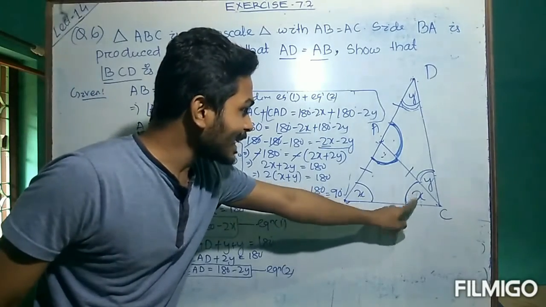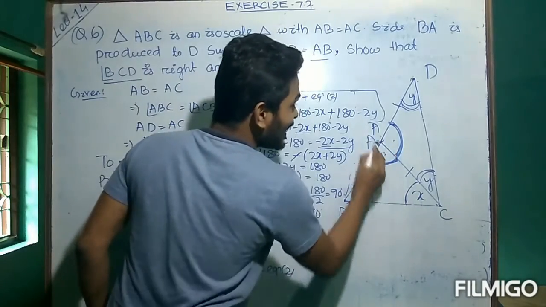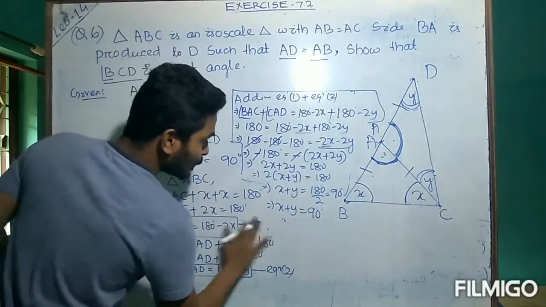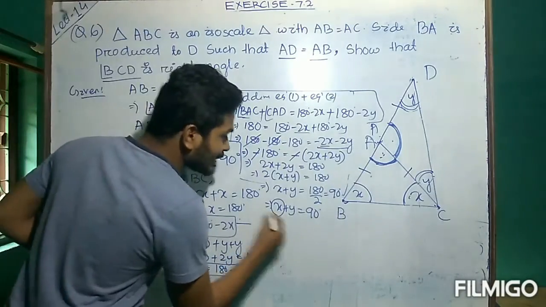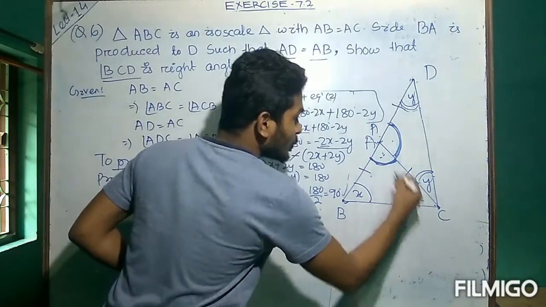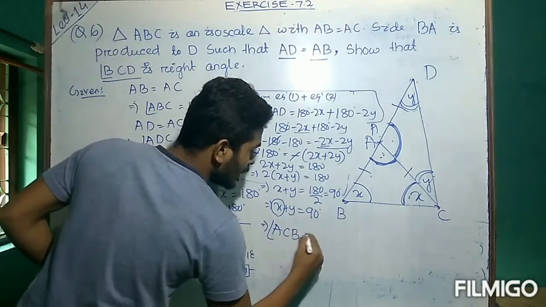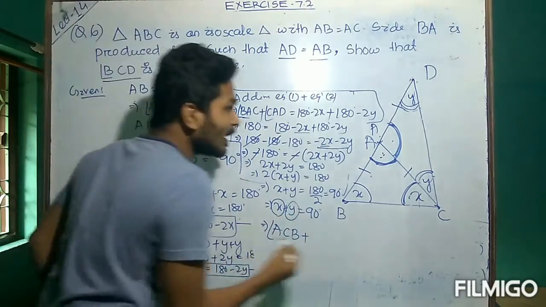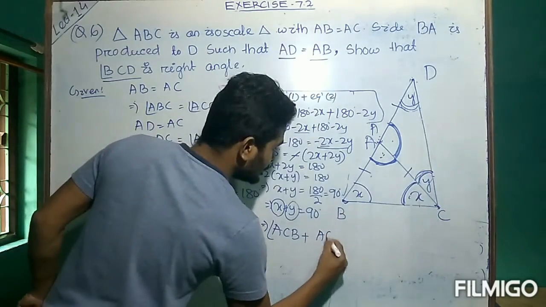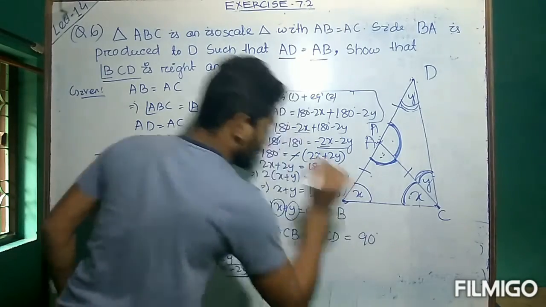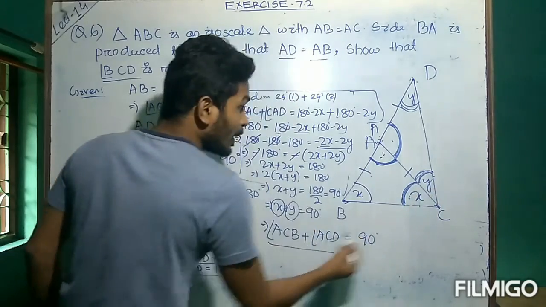Okay, x means what? X means this angle. Okay, which angle? ACB. So what we will write here? So in the place of x, what you can write? In the place of x, we can write angle ACB. Similarly, in the place of y, what we can write? In the place of y, we can write angle ACD is equal to 90.